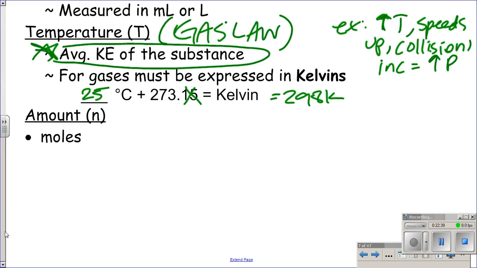The Celsius temperature and the Kelvin temperature, they're not proportional. They're not multiples of each other. So you can't say, I'll just divide those things. No. They will mathematically work out very incorrectly. Okay, so they have to go to Kelvin there.